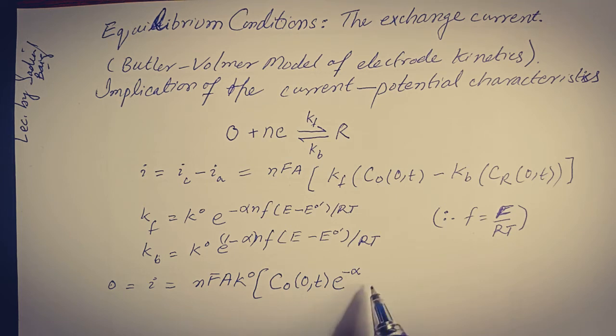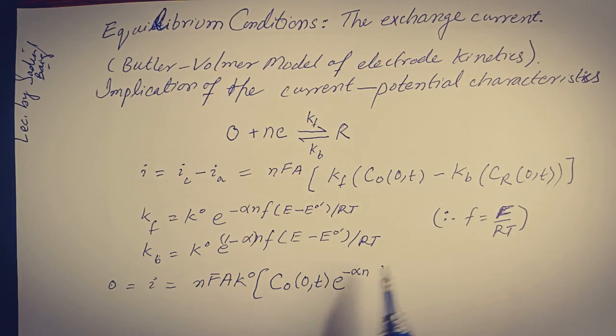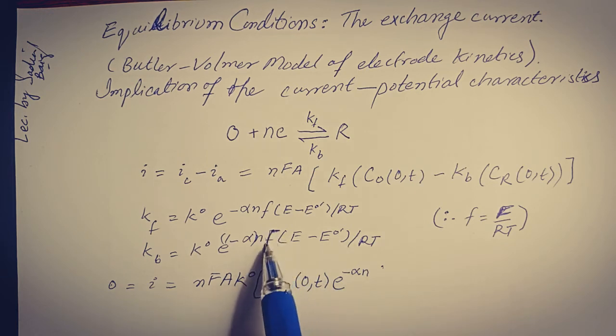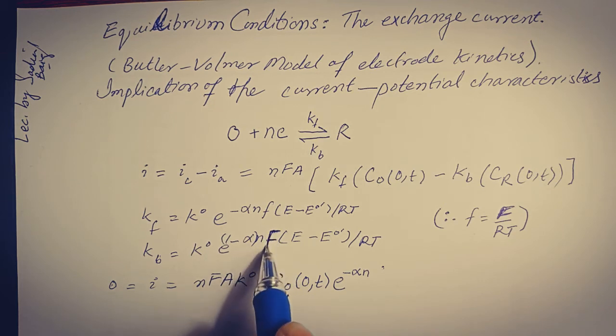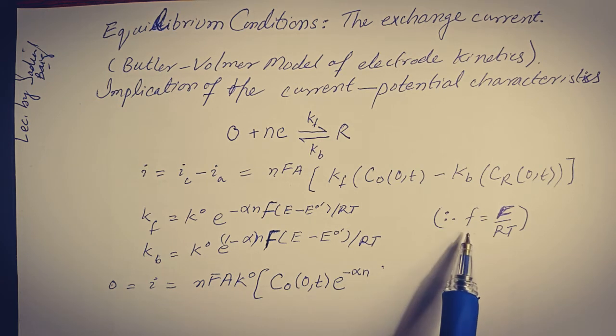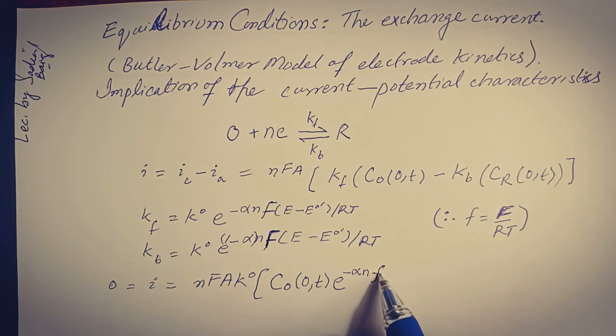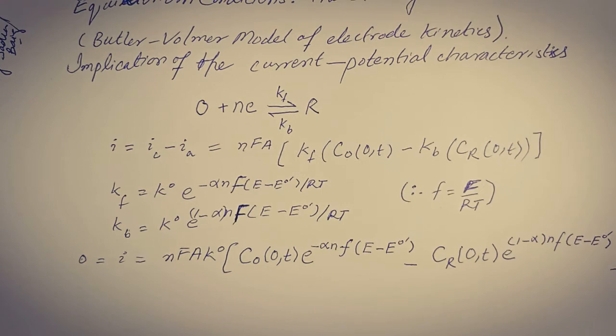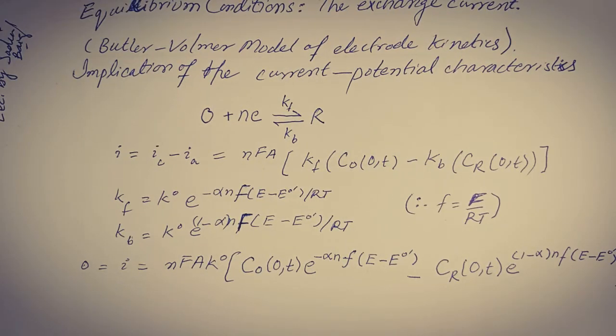So minus alpha is the transfer coefficient. So here, as I have expressed the f in terms of F over RT, this one should be the Faraday's constant. So here we can write this term in terms of the constant F. In this equation we have expressed the equilibrium condition, that is the net zero current condition.